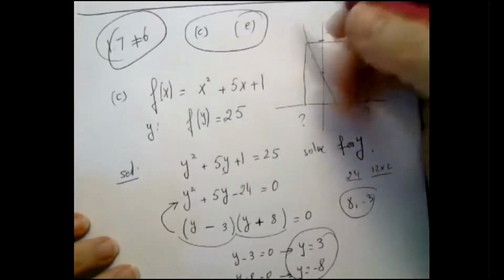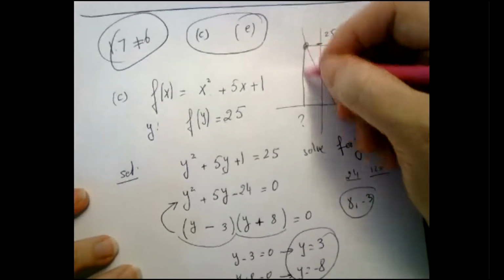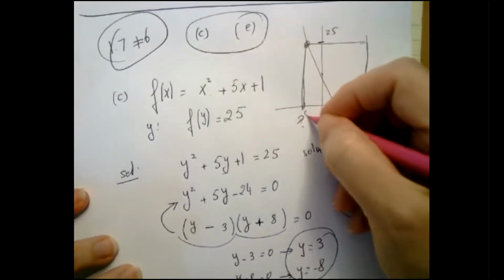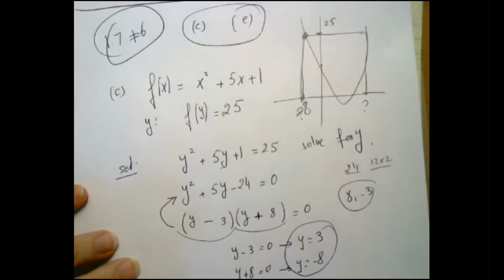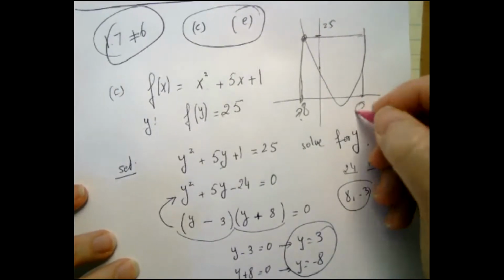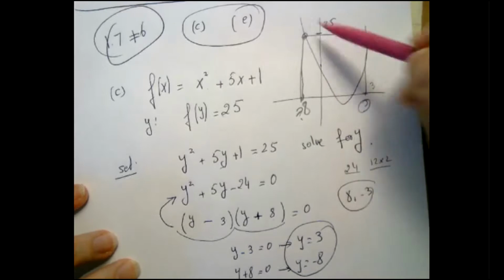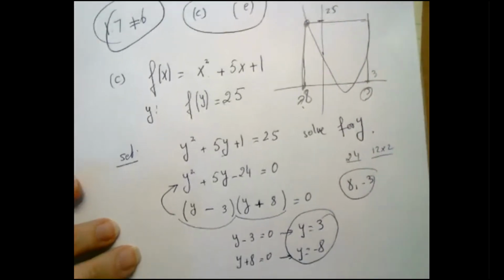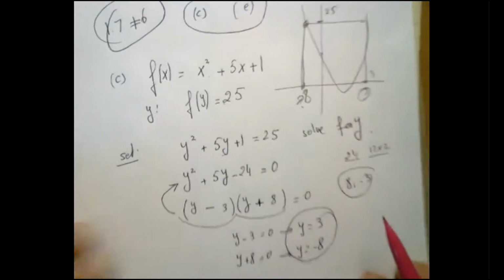So if I go back to my picture, it means that the output is 25. This is supposed to be the minus 8, and this question mark is the 3. It means the output is 25 for two values. So that's the graph and that's the math.